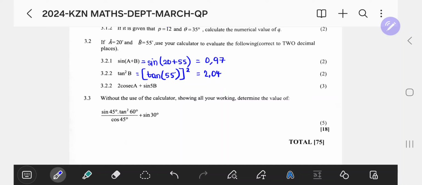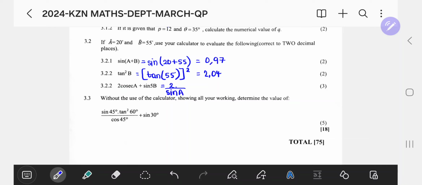Now let's substitute into the next part. We need 2 cosec A plus sine 5B. But the problem here is that your calculator does not have cosec, sec, or cot. It does not come with those buttons. So we need to rewrite cosec as what it actually is. Cosec is actually 1 over sine. So we can write this as 2 over sine A.